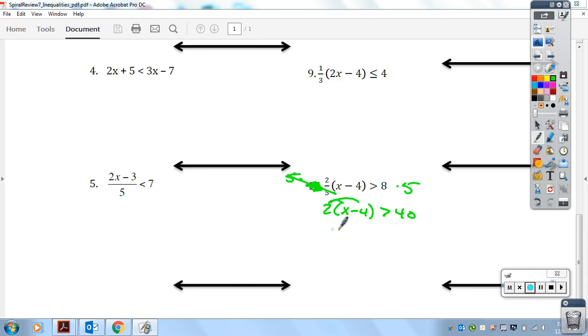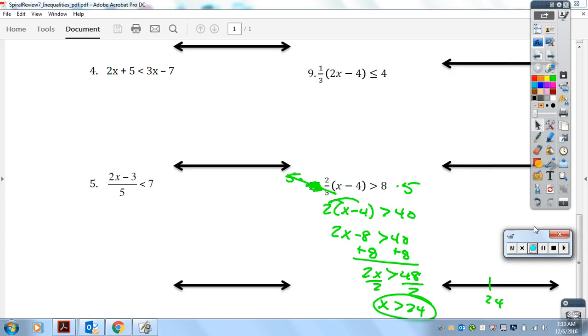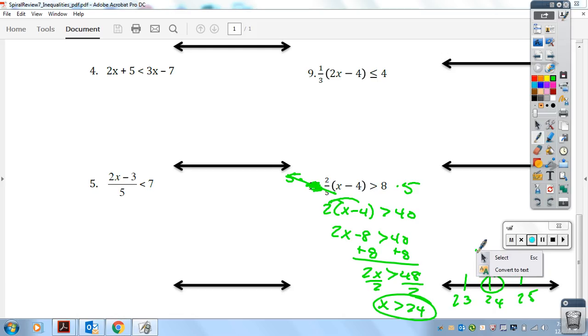Now I can distribute. 2x minus 8 is greater than 40. Now it's a normal two-step: plus 8, plus 8, 2x is greater than 48, divide by 2, divide by 2, x is greater than 24. So we have 24, and this guy, 25, 23, 24, 25, open circle. Since x is on the big side, I shade to the right, which is the big numbers.